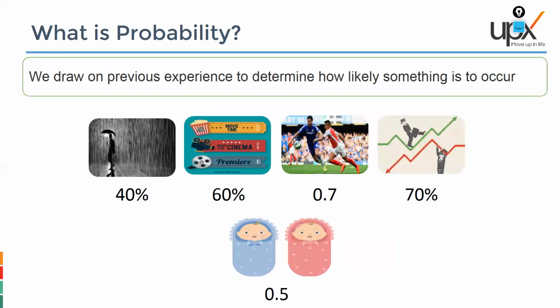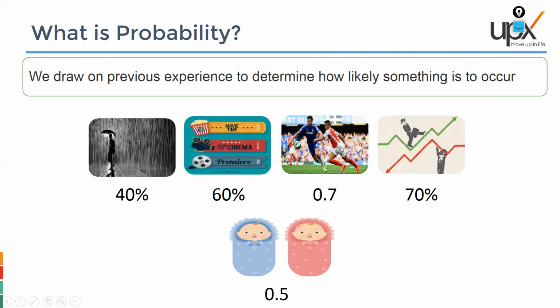So how do we calculate these percentages? We draw on previous experience to determine how likely something is to occur. We look at the previous occurrences, previous data points, and then we say, out of 10 days like today, 4 days it rained. 4 by 10, chances are 40%. Out of 10 Marvel movies that I watched on the first day, I was able to get a ticket to only 6 of them. The rest of the movies I watched on the second day or the third day. 6 by 10, 60%.